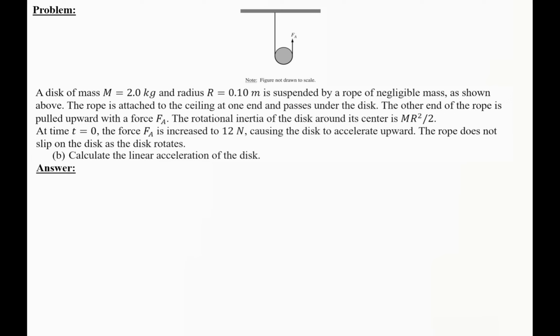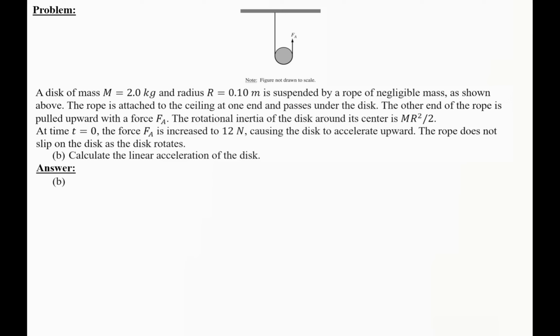Now at time t equal to 0, the force Fa is increased to 12 newtons. So the minimum force from previous part A that is required to hold the disk at rest is 9.81 newtons. Now the force Fa is increased to 12 newtons, causing the disk to accelerate upward. The rope does not slip on the disk as the disk rotates. Calculate the linear acceleration of the disk.